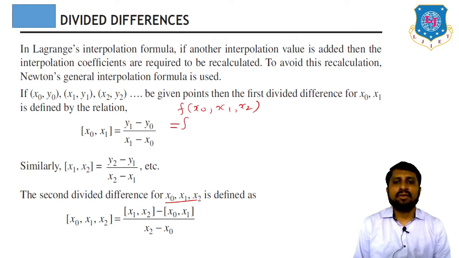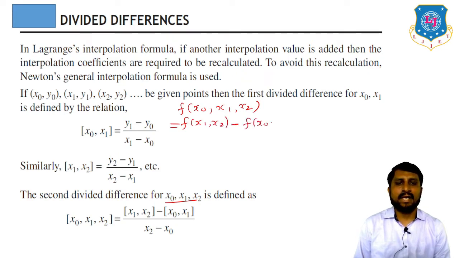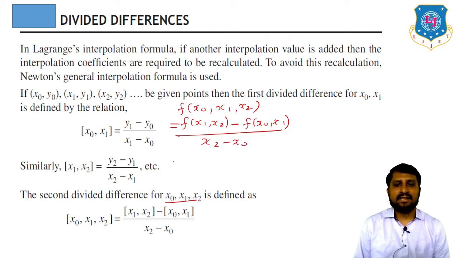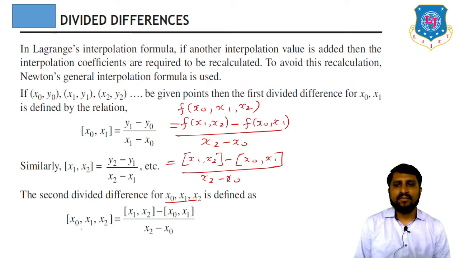That can be written as f of x0, x1, x2, which is equal to f of x1, x2 minus f of x0, x1, divided by, in the denominator, directly x2 minus x0, skipping x1. Sometimes we use this notation in the big bracket: x1, x2 minus x0, x1, upon x2 minus x0. So for the second divided difference, we use this notation for x0, x1, x2.